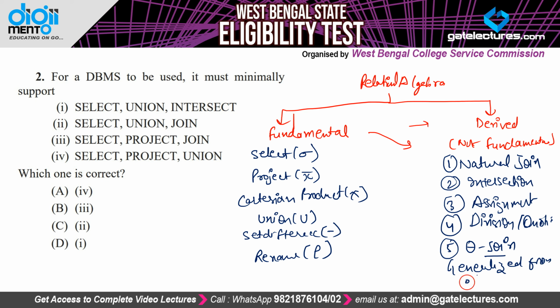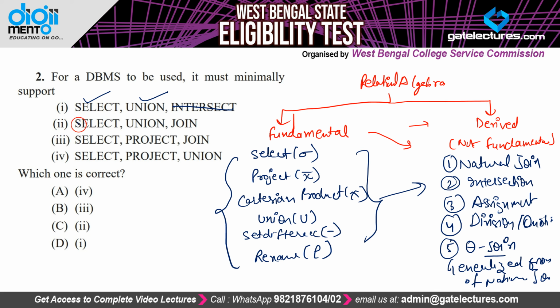of natural join. Now they are asking here in this question, which of the following must be minimalistically supported, or minimally it should be there. So these are the operations which minimally should be there. So select should be there. As you can see here, in the first case select is there, union is there, but intersection is not minimal, because intersection can be derived from the fundamental operations only.